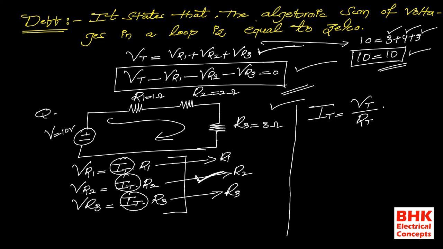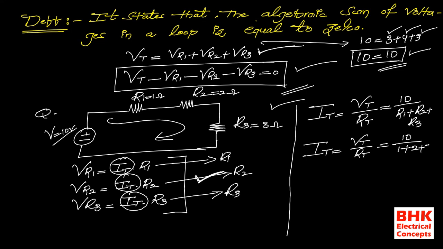Here the total voltage is directly known, we are applying 10 volts, so 10 divided by the total resistance. In this particular network R1, R2, R3 are all connected in series, so the total resistance is R1 plus R2 plus R3. Now IT is equal to VT divided by RT, that is equal to 10 divided by 1 plus 2 plus 3. So the total current is equal to 10 divided by 6, which represents the total current flowing in this network.